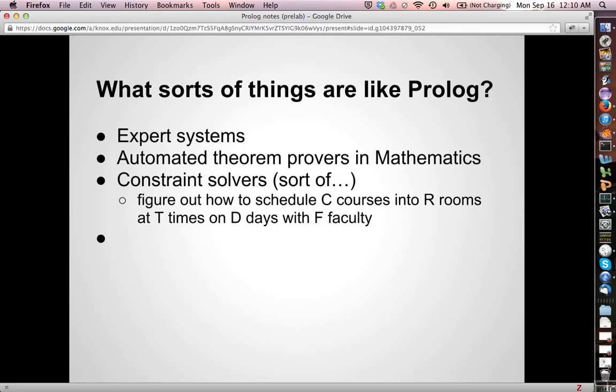So if you want to figure out how to schedule C courses into R rooms at T times on D days with that faculty so that there's not a certain number of conflicts, you could use Prolog. You could also use something like a constraint solver, of which there's a number of them out there that you could try out. But they use a lot of the same sorts of logic that Prolog's going to use.